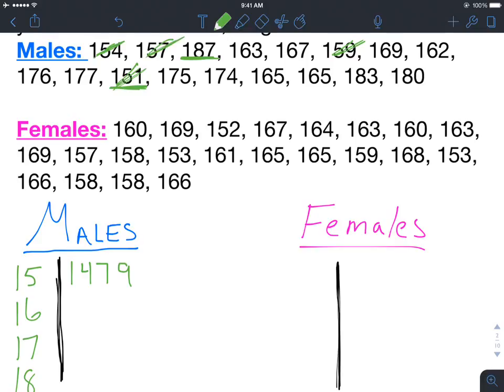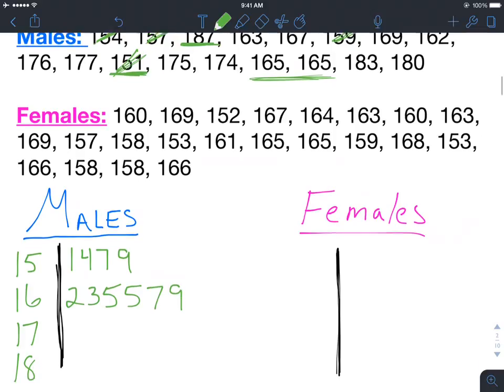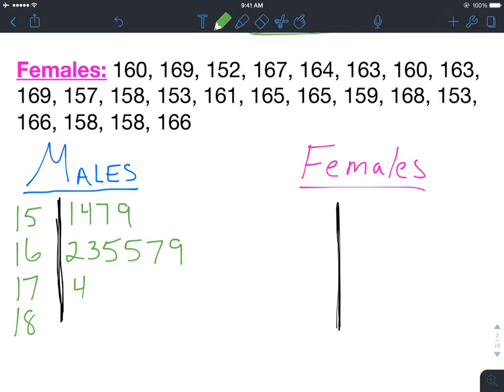There we go. And next I will go on to the 160s. So I'll look at the lowest 160s. It's 162, so I just put a 2. And notice I have two 165s. I have to put a 5 twice. 167, 169. We go to the 170s, I got 174, 175, 176, and 177. And I have 3 values in the 180s. I got 180, 183, and 187.